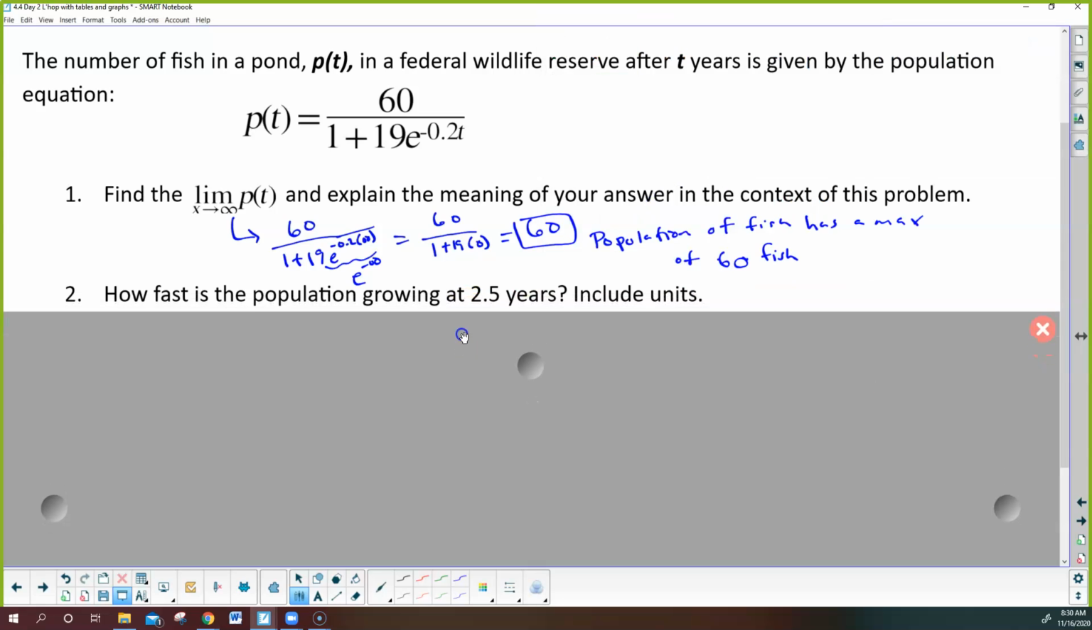But now let's look at part 2. Okay? And this is the part where you definitely want to make sure you're with me. And if you need me to, I can go back over some things. All right. Number 2 says, how fast is the population growing at 2.5 years? Well, what are they asking? They're asking for a rate of change. Well, what is the rate of change of a function? It's the derivative.